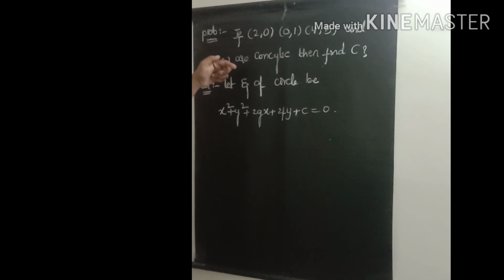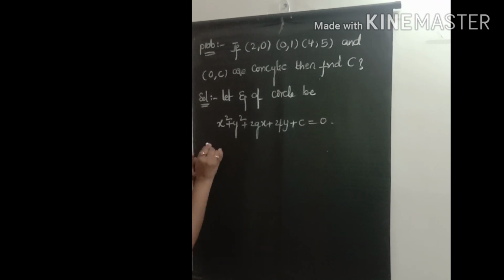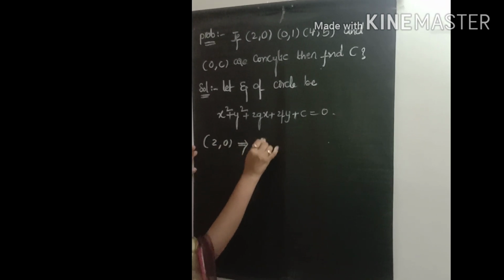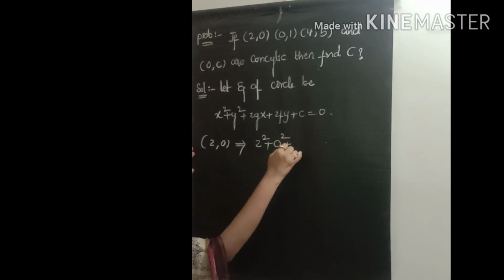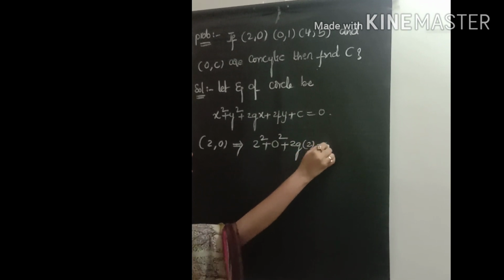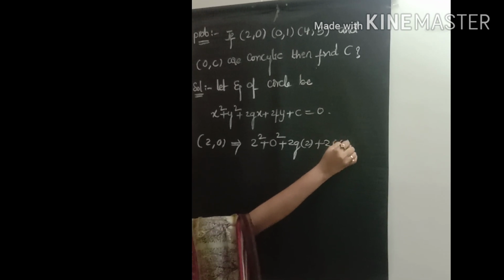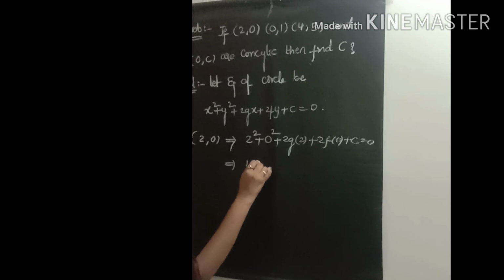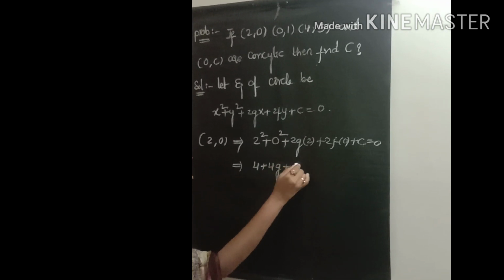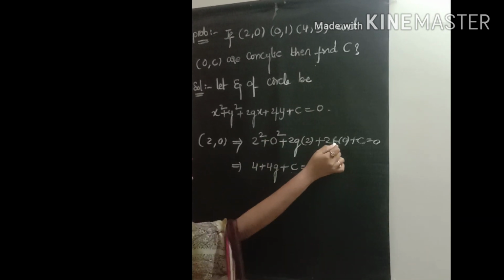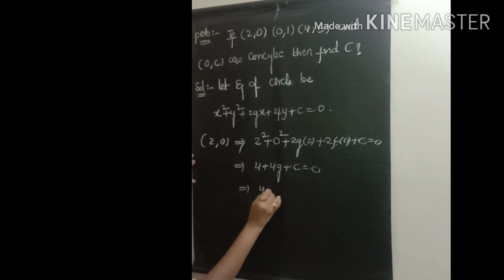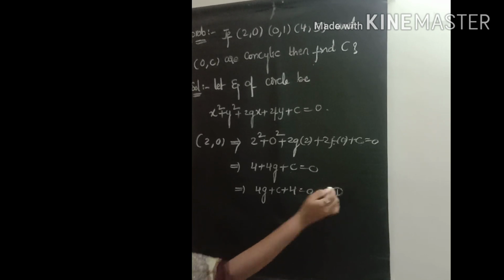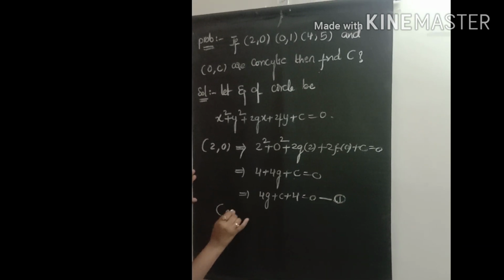Now we are substituting the given points one by one in this circle equation. The first point, (2, 0): 2 square plus 0 square plus 2g into 2 plus 2f into 0 plus c equals 0. That is 4 plus 4g plus c is equal to 0. The second term is 0 and the fourth term is 0. That is 4g plus c plus 4 equals 0. So this is equation 1.